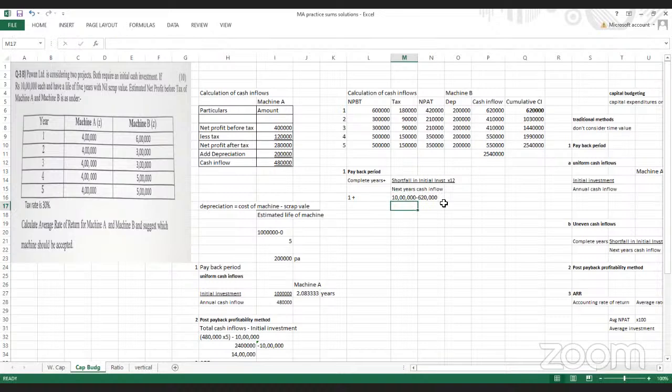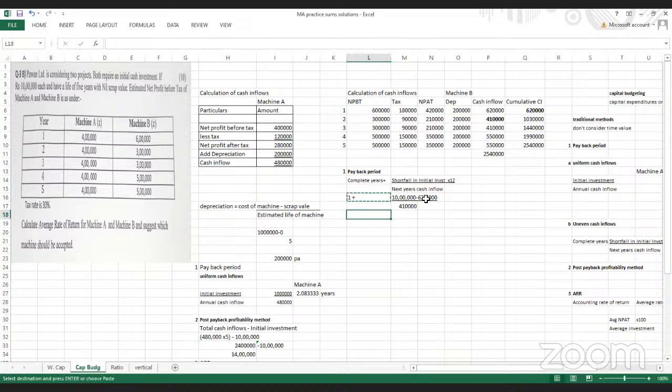Upon next year's cash inflow. So second year's cash inflow, I'll just make it bold. Next year cash inflow is 4,10,000. Okay. All right. 4,10,000. That's it. Okay, this one will remain as it is.